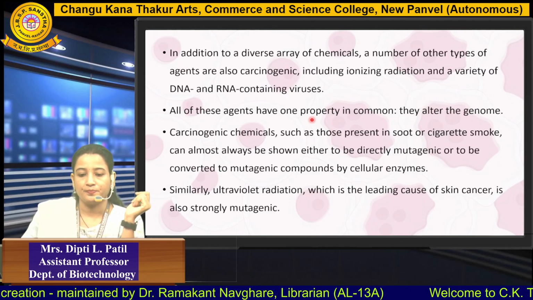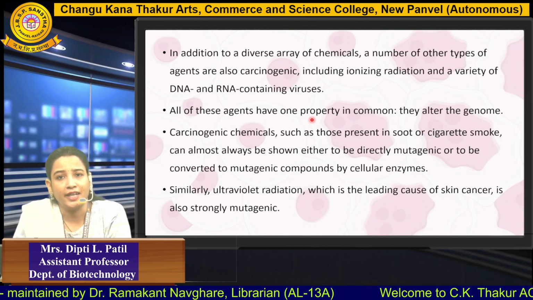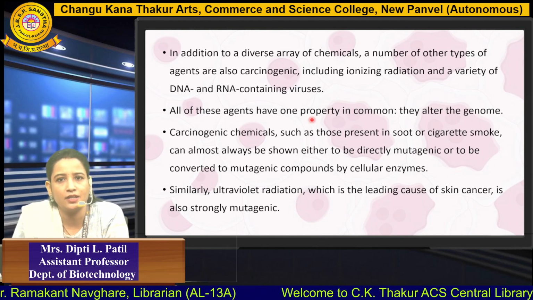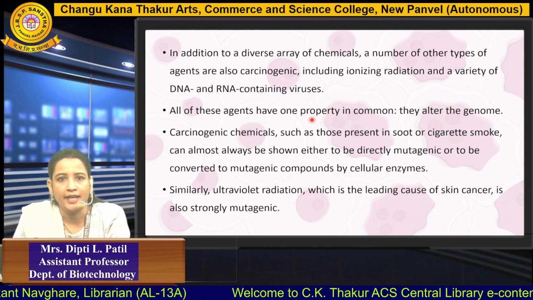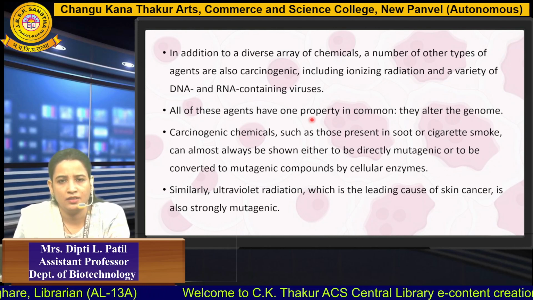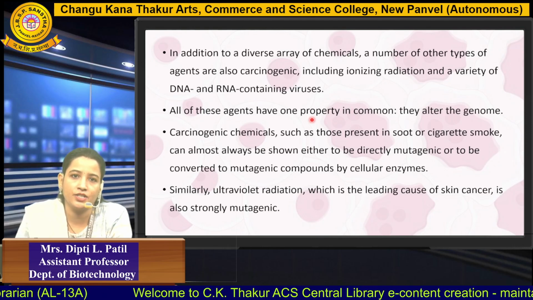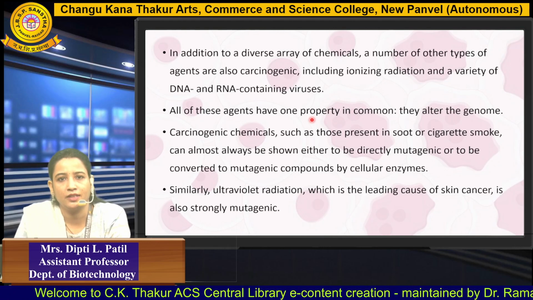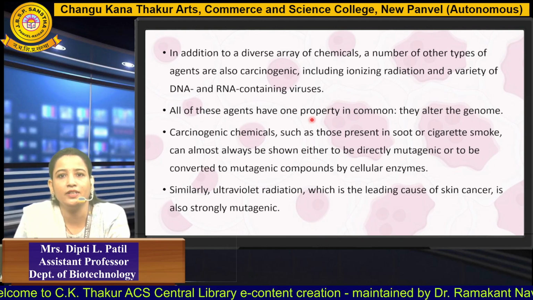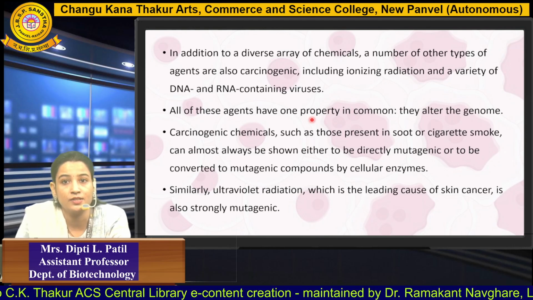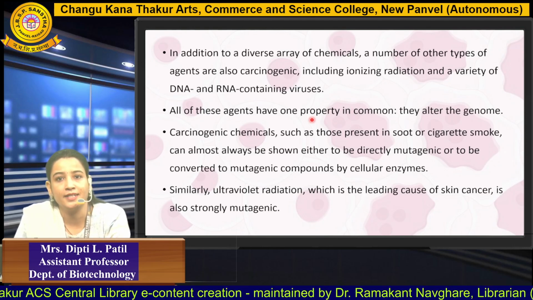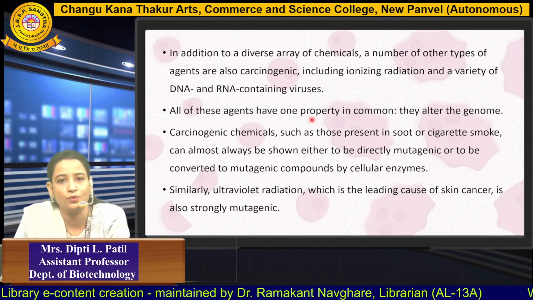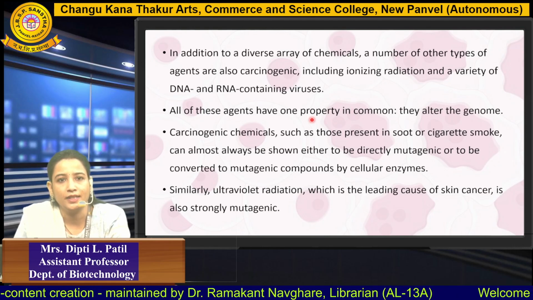So basically these are the different environmental agents. In addition to those agents, there are certain chemicals also present, these are the carcinogenic agents, we can say. Because of those carcinogenic agents, cancer also arises in the body. Along with that there are some ionizing radiations plus a variety of viruses also, and these are the different factors which are responsible for the causes of the cancer.